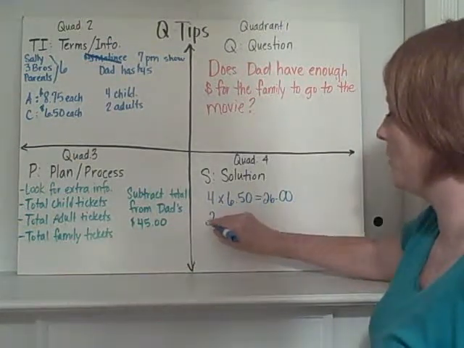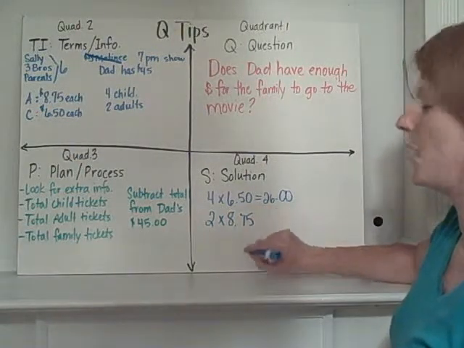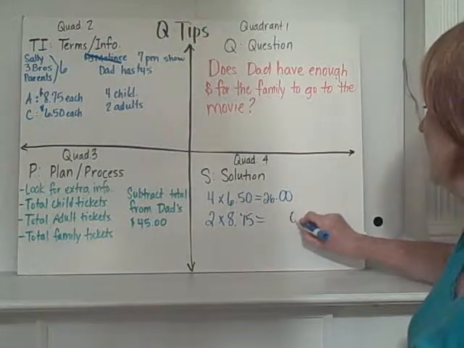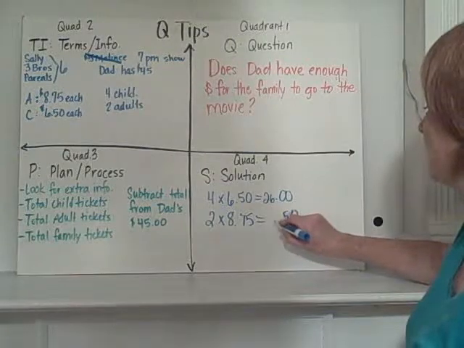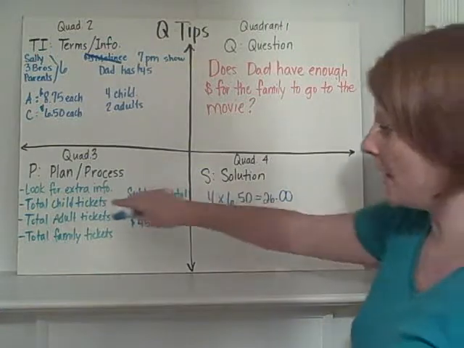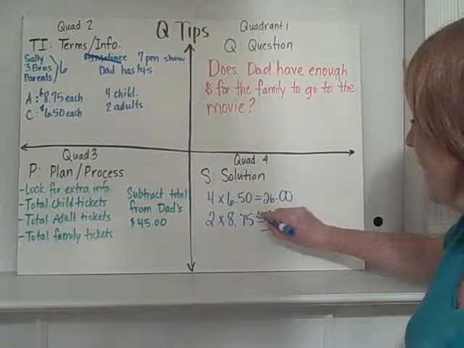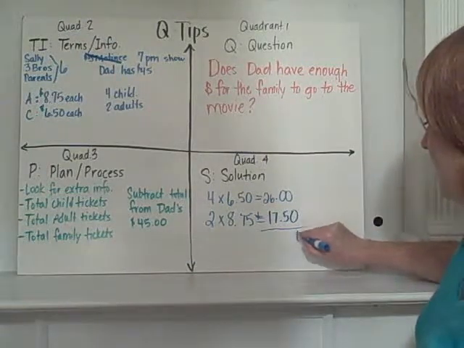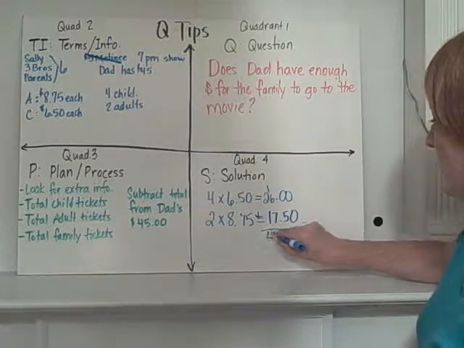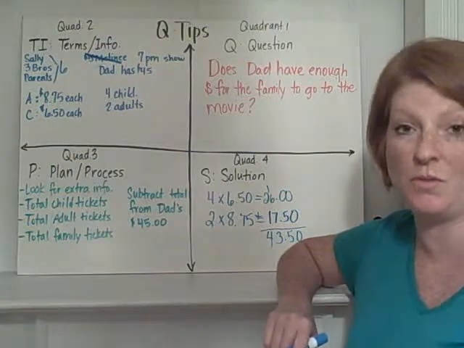Then we move on to the adult tickets. We know that there are 2 adults, and we know that it costs them $8.75 apiece. That gives us the product of $17.50. Our next step is to total up the family's tickets. Here are their prices. We're going to add them up. It's going to cost the family $43.50 to go to the movies.